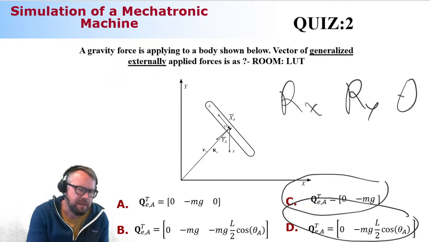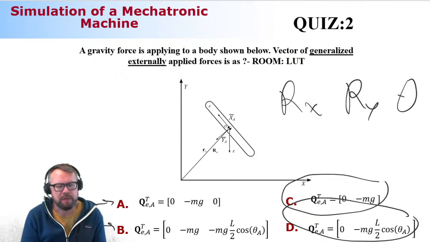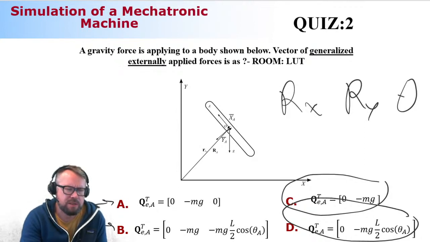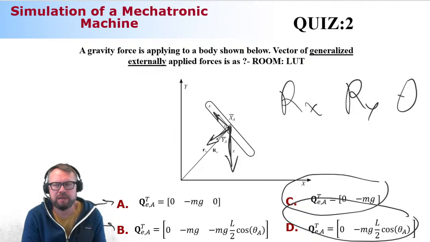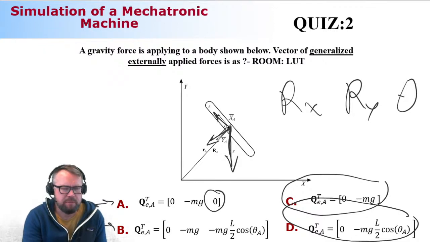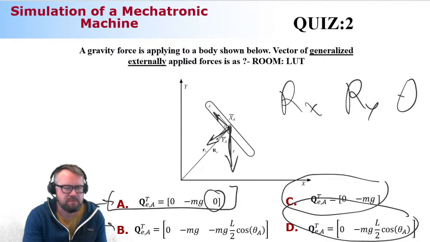So what is left is choice A and choice B. How can you know which one is the correct one? Well, you need to take a look at where the force is applied. The force is applied here at the center of mass. This time, body reference coordinate system 2 is located at the center of mass. So what is the lever arm between the force and the origin of the body reference coordinate system? No lever arm. That's 0, meaning that the only one that can be correct is this one.